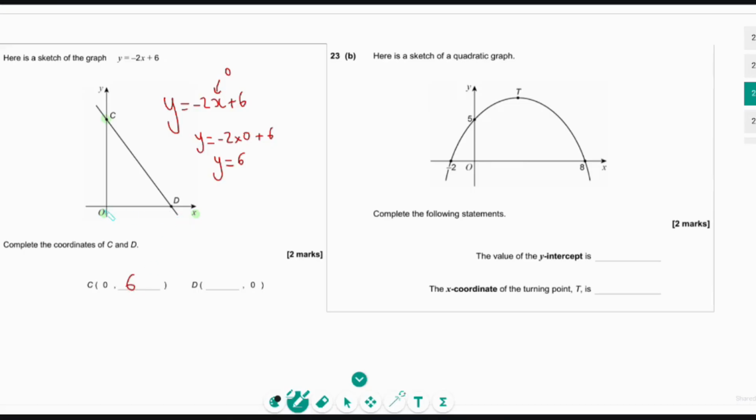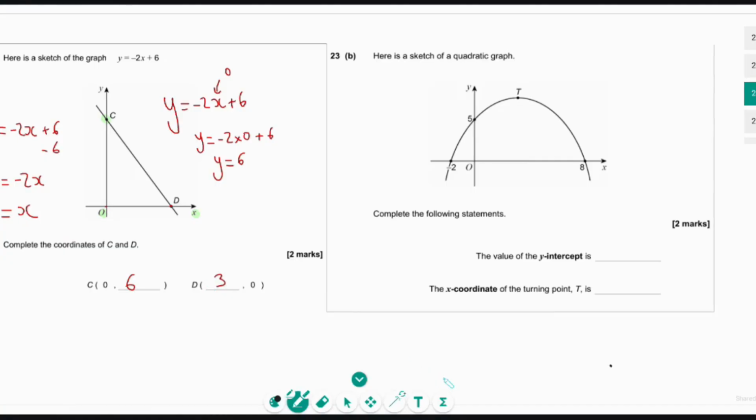I can do the same here, but replace the y with a 0, because at this point on the x-axis, y is equal to 0. So I'm going to sub that into this equation. 0 equals minus 2x plus 6. I need to make x a subject, so I need to minus 6 from both sides. Now I need to divide both sides by minus 2, which gives x is 3.